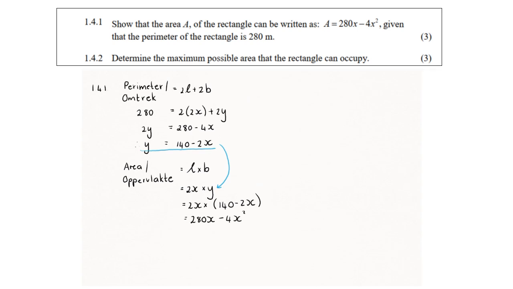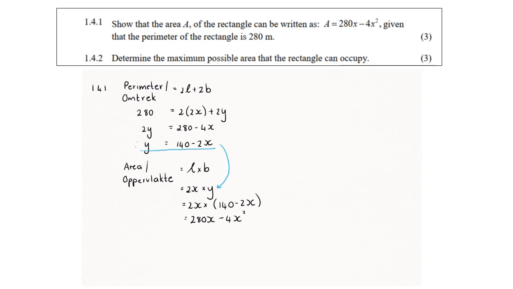This question counted 3 marks, and you get marks for the following. 1 mark for the correct substitution into the formula of the perimeter, 1 mark for the simplification of the equation, then you get 1 mark for 2x times 140 minus 2x in brackets. Let's look now at the rest of the question.